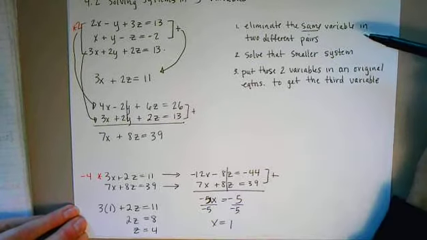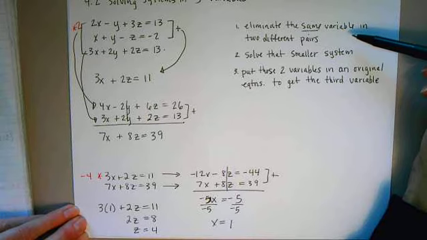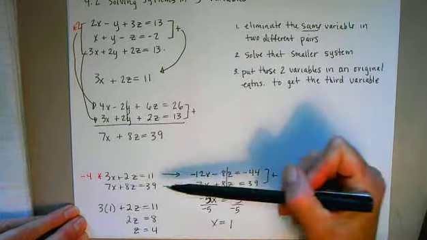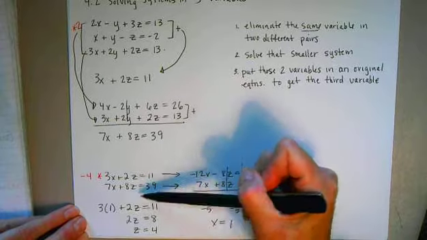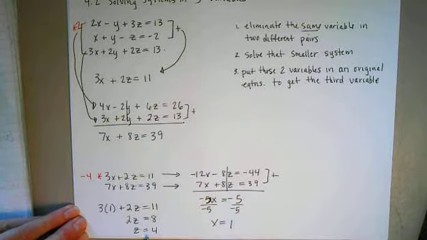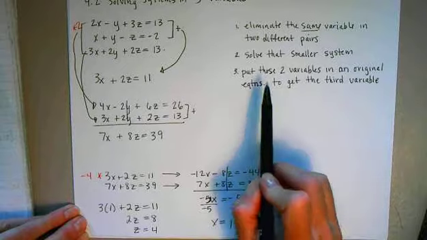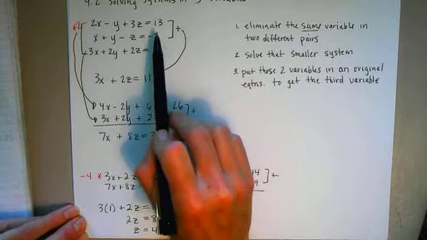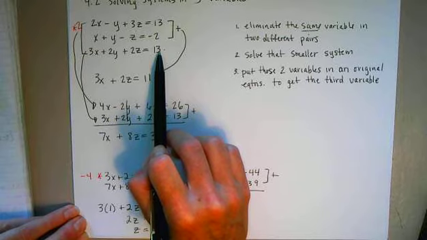So this is what we've done. We eliminated the same variable. We eliminated y twice. And then we solved our smaller system. We got z and we got x. So now step number 3 says we put those back in one of the originals and get the third variable.